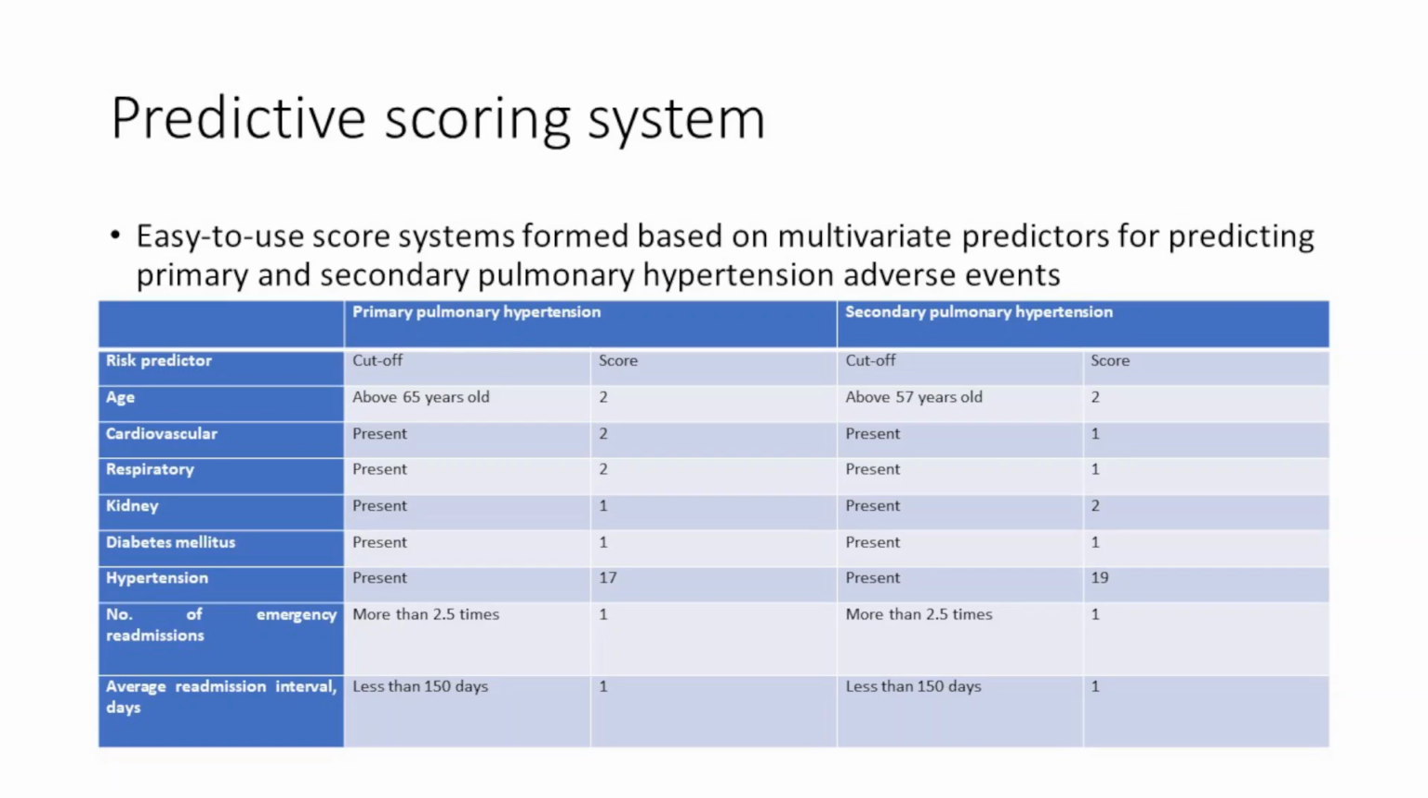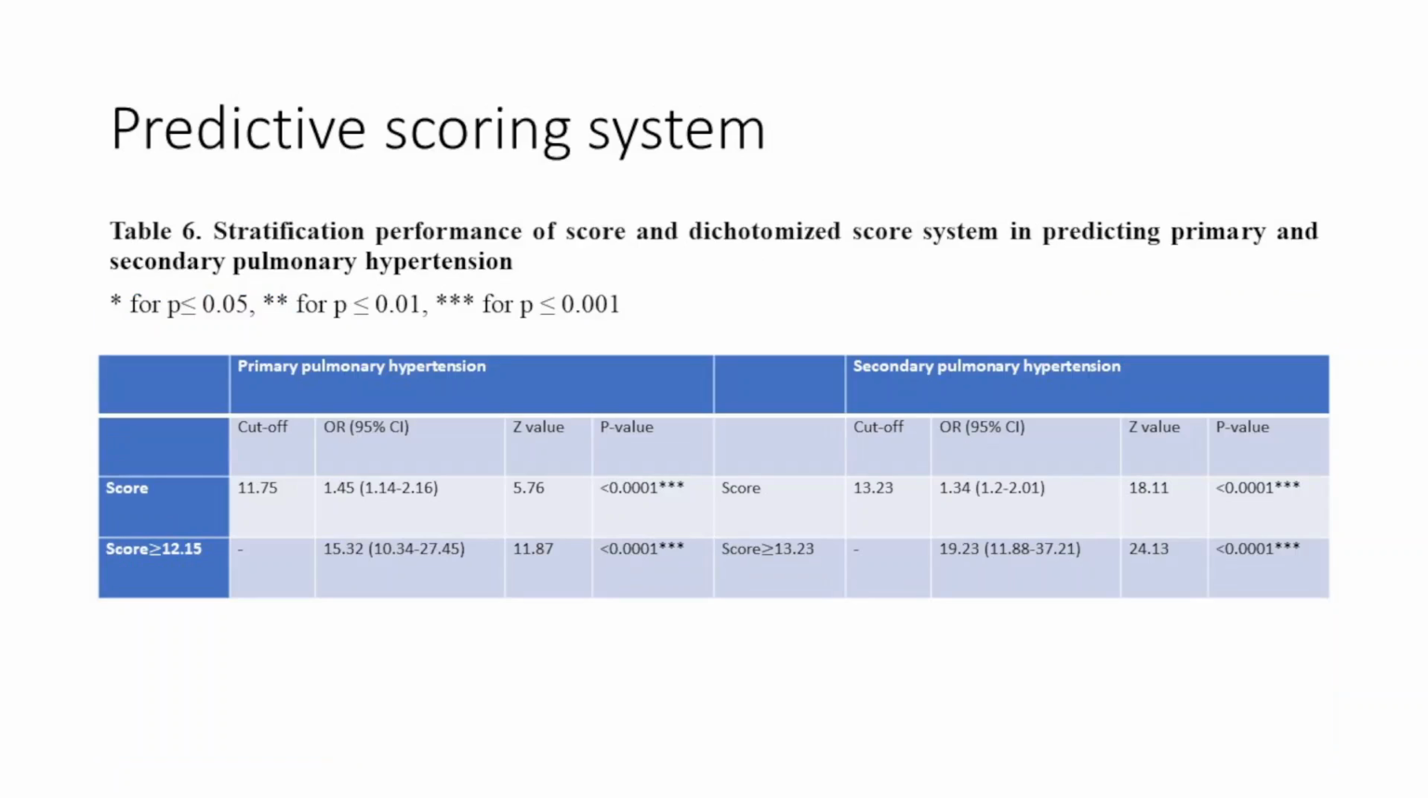So the predictive scoring system that we ultimately developed was based on these multivariate predictors, and we essentially derived a scoring system for both primary and secondary pulmonary hypertension, depending on the different factors that they had. So if their age was above 65 years old in a patient with primary pulmonary hypertension, then that would add 2 to their score. And if they had a cardiovascular comorbidity in a primary pulmonary hypertension patient again, then that would also add 2 to their score. And that's essentially how to interpret this table.